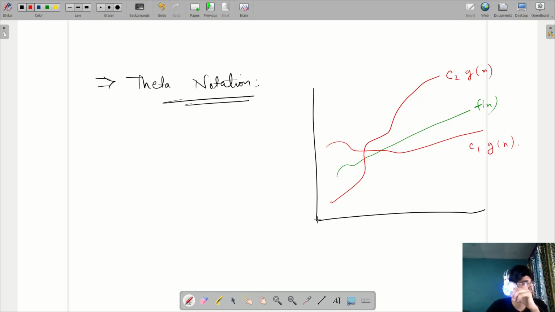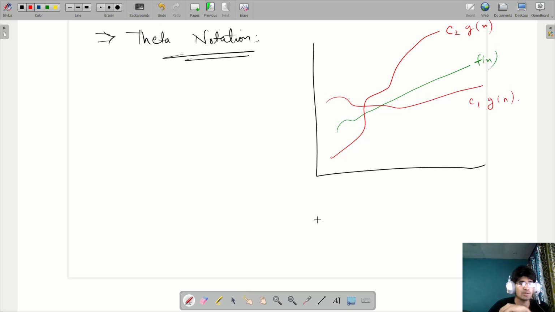First, let's write the notation, how it actually looks. That's the most important part, the mathematical one. So we have Theta(g(n)) is going to be f(n), but there will be two constants now, c1 and c2, because we have to take the value which is in the middle of both.